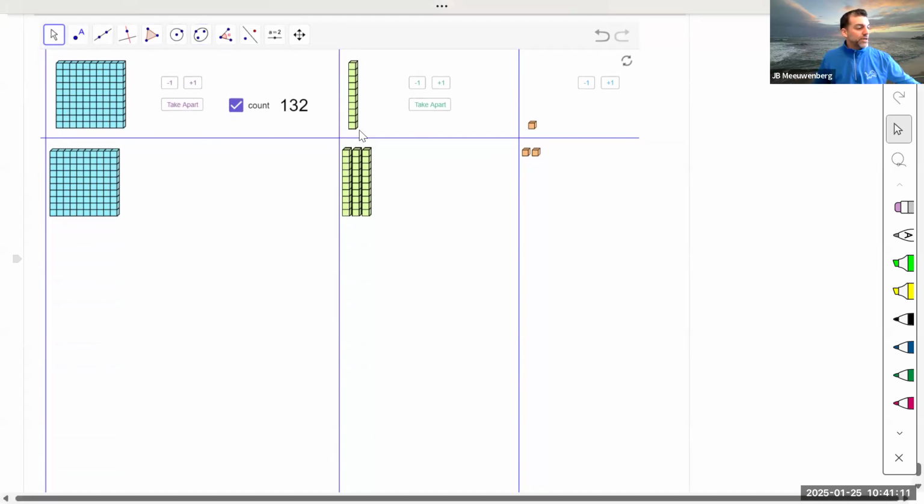What you'll see here is that we've got 3 different columns: units, longs, flats, or ones, tens, hundreds. You can use the plus and minus buttons here to increase or decrease the number in each column, each section.